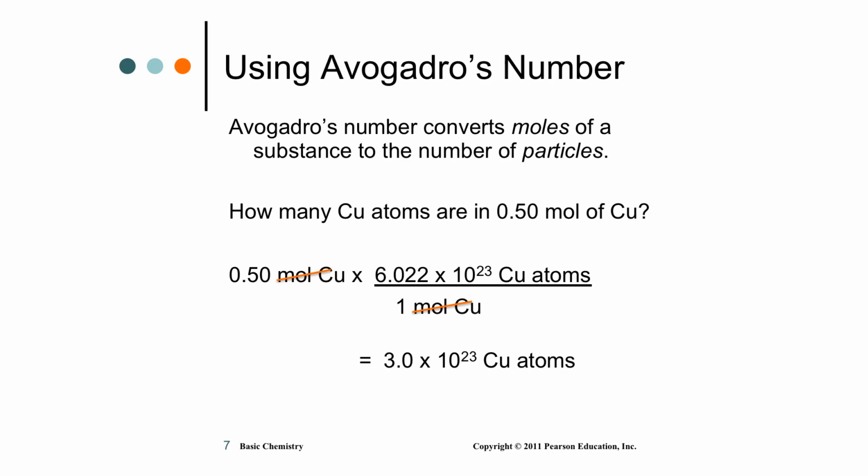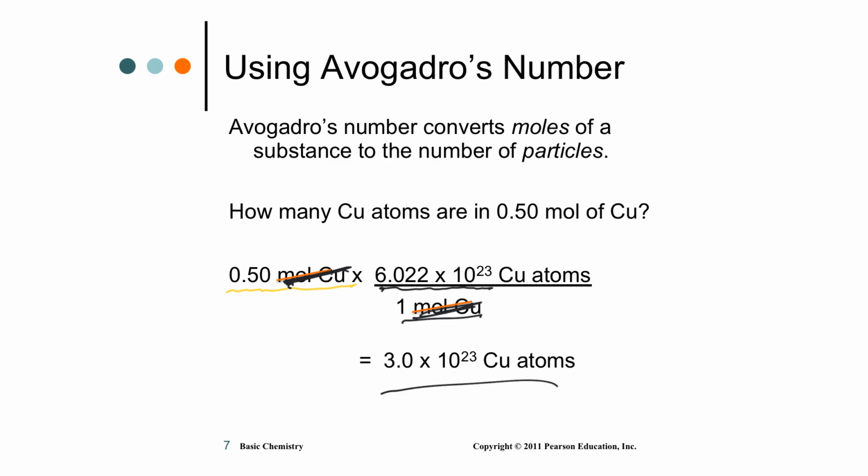Okay, so how many copper atoms are in half a mole of copper? Well, I've got half a mole of copper. In 1 mole of copper, I've got 6.02 times 10 to the 23rd copper atoms. So I'm getting rid of this mole, so I put this one on the bottom. I put the other one on top, and now multiply, and I end up with the number of atoms. Okay, now stop this tape if you want to look at that again, because that's how you do it.